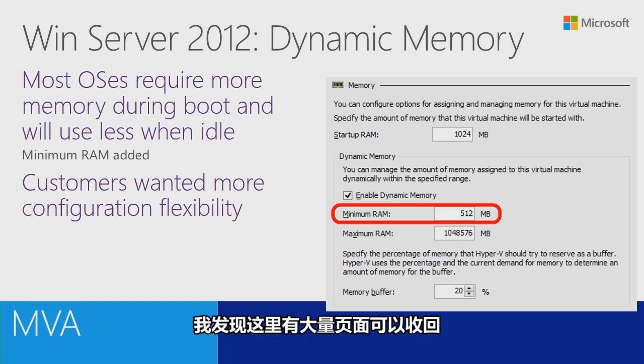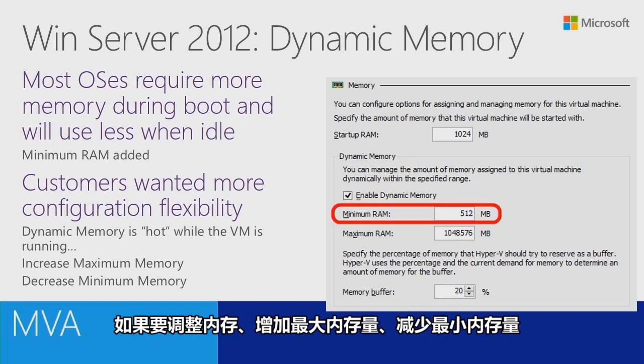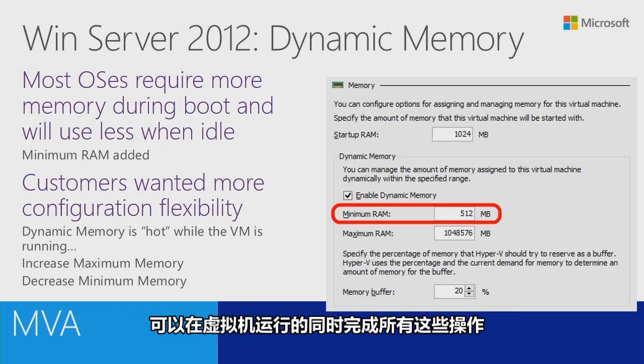So I'll find that there's plenty of pages that can be returned to the system, and let dynamic memory do its magic. Let dynamic memory rebalance and resize and right-size your workloads based on the demands of the infrastructure. I should also point out that dynamic memory is hot. So if you want to increase the maximum amount of memory, or decrease the minimum amount of memory, you can do all of this while the virtual machine is running.